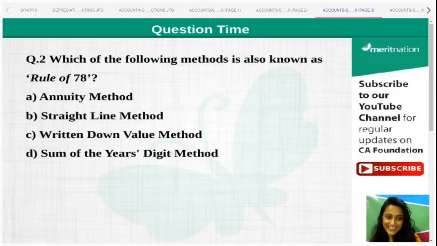Yes, I'm getting a lot of right answers. The actual answer is sum of the years digit method. That is also called the rule of 78, particularly when it is calculated on a monthly basis. Remember this. The correct answer is D. I'm taking you to the next question.